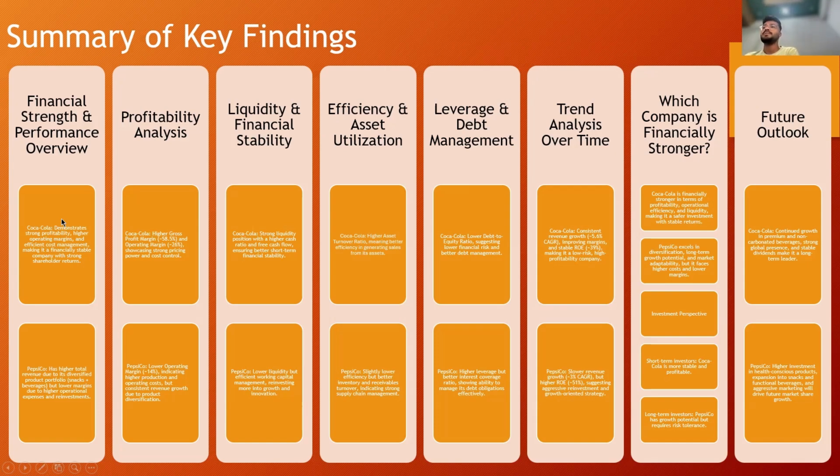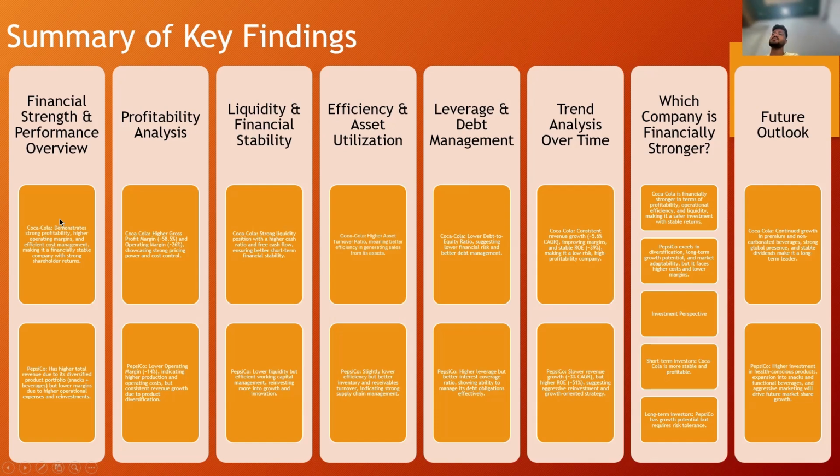Fifth, leverage and debt management. For Coca-Cola, lower debt to equity ratio, suggesting lower financial risk and better debt management. For PepsiCo, higher leverage but better interest coverage ratio, showing ability to manage its debt obligations effectively.